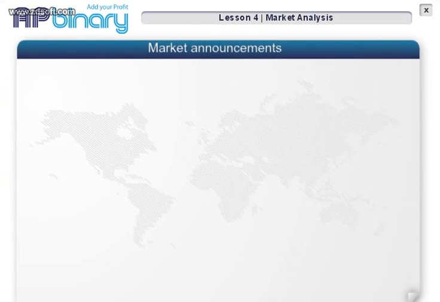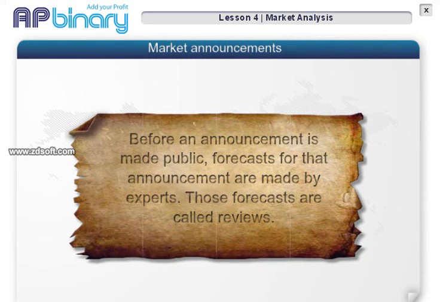Market announcements are indicators of an economy's performance. Experienced traders know how to incorporate these announcements into their strategy. It's important to note that before an announcement is made public, forecasts for that announcement are made by experts. In many cases, the value of the underlying asset reflects the forecast, but when the actual announcement differs from the forecast, the market can become much more volatile and interesting.